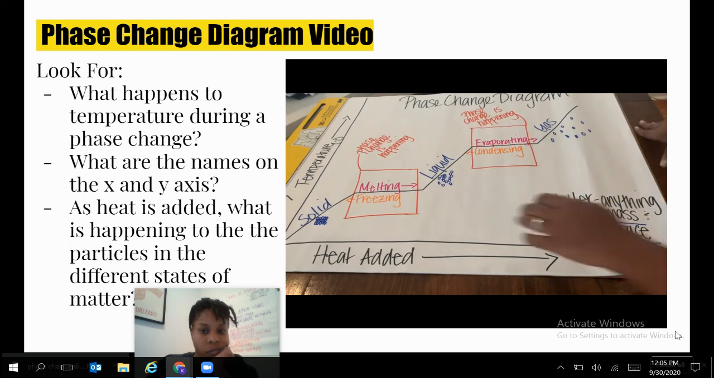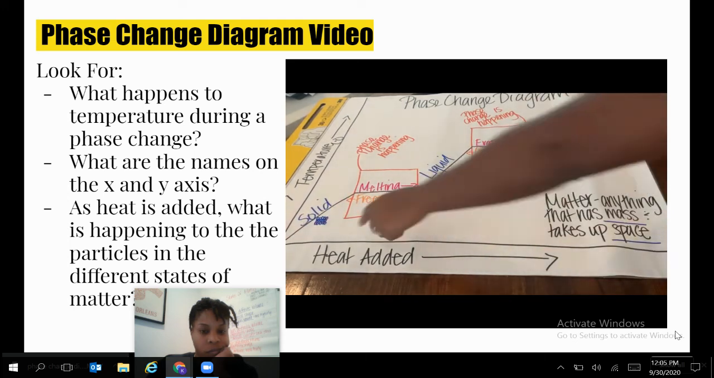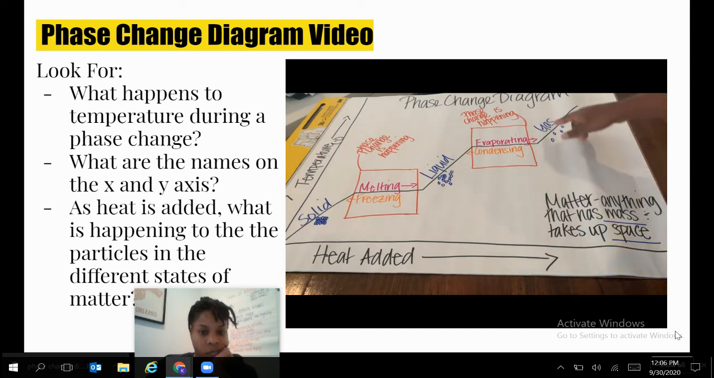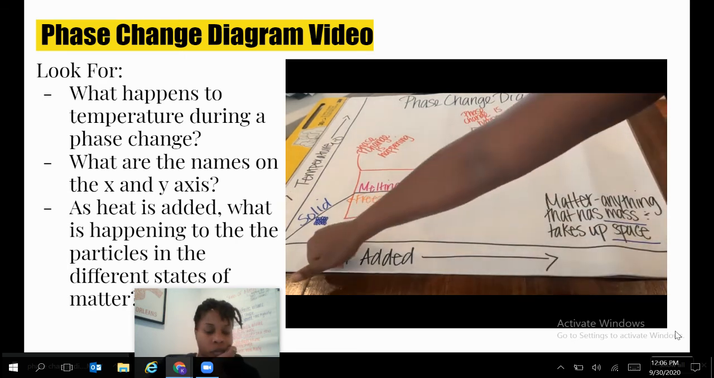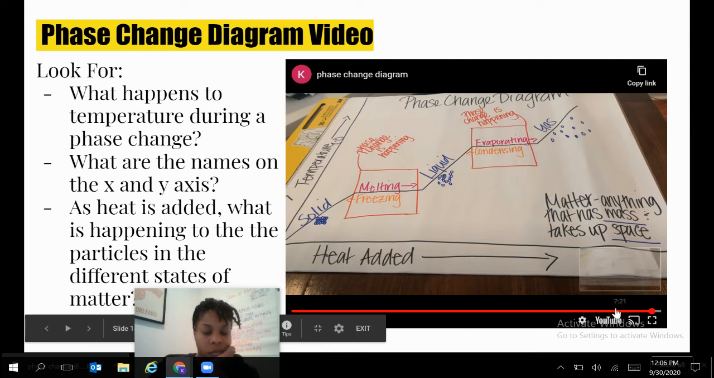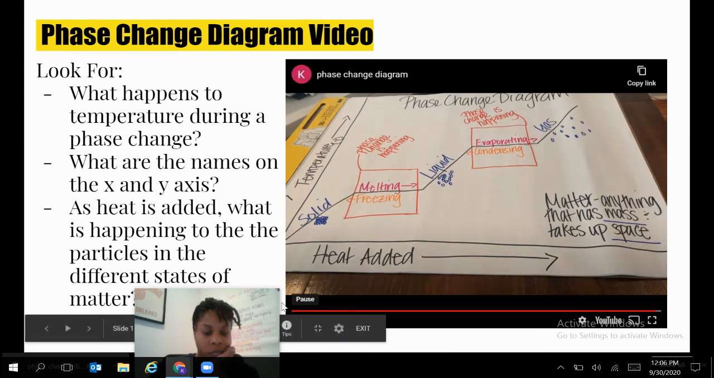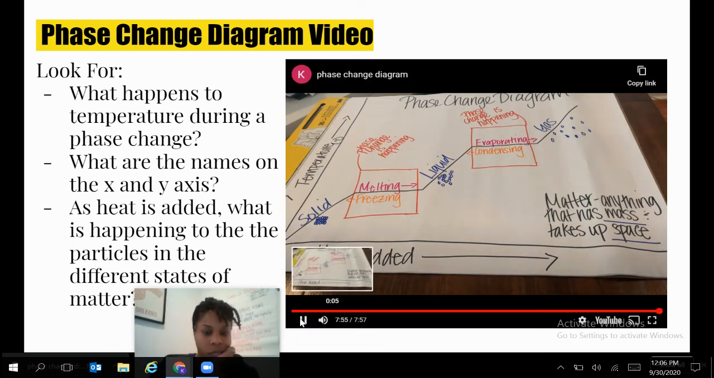Let me say it again. When heat is added to a solid, it turns into a liquid, which is called melting. When heat is added to a liquid, it turns into a gas, which is called evaporation. On the flip side of that, when heat is removed from a gas, it condenses and turns into a liquid. When heat is removed from a liquid, it freezes and turns into a solid. So in class, make sure you're using all of these vocabulary words because they will help you answer correctly on questions, tests, quizzes, check understandings, and everything else. And that's it.